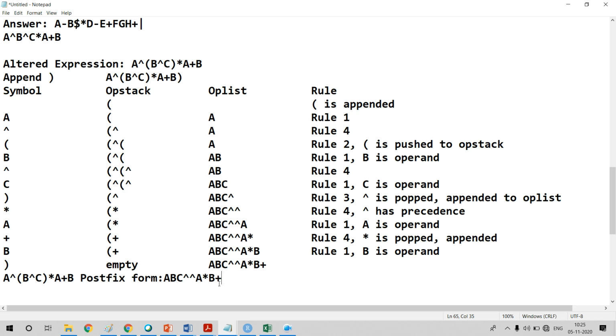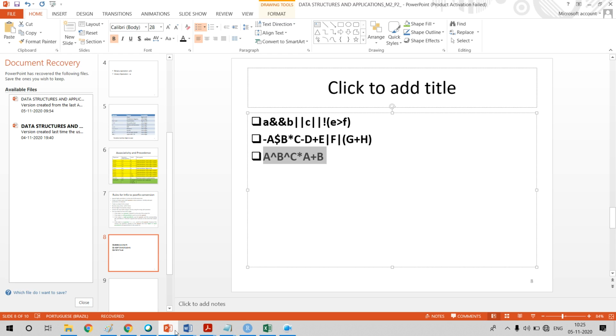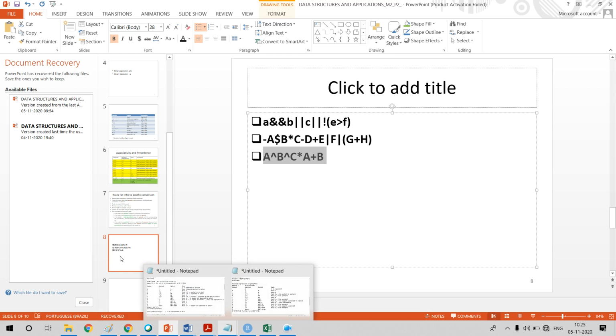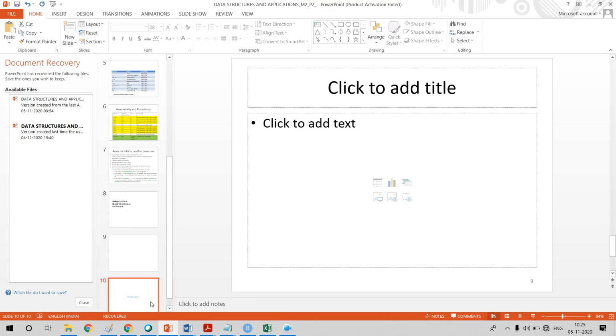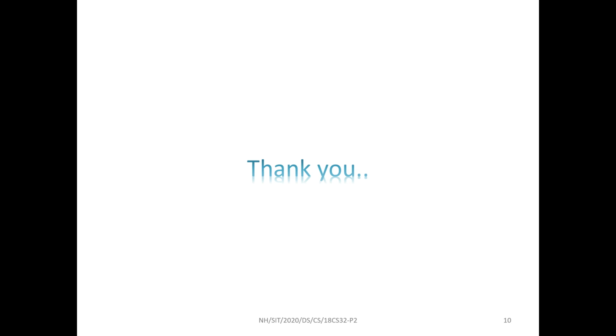This is how you can convert infix to postfix form. In the next presentation, we will see how to evaluate the given postfix expression. With that, I'll be ending this presentation. Thank you.